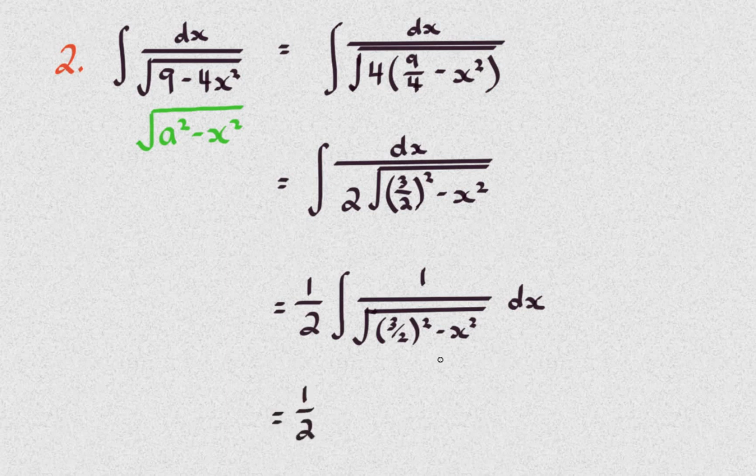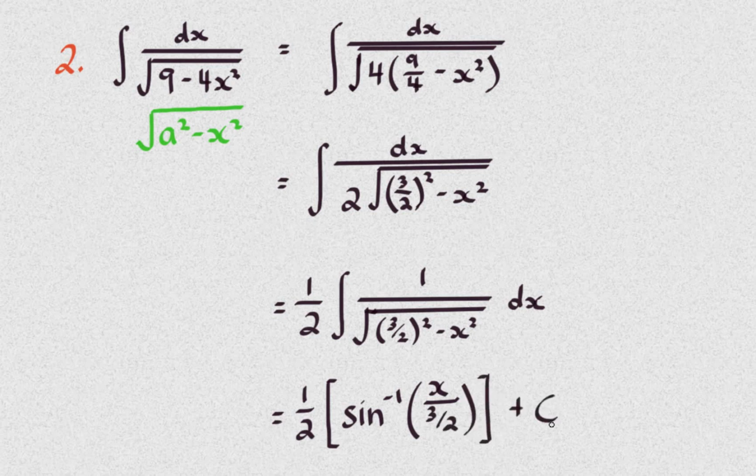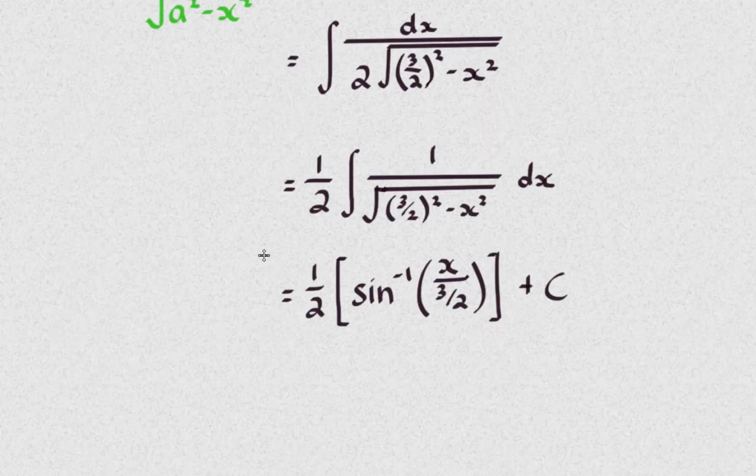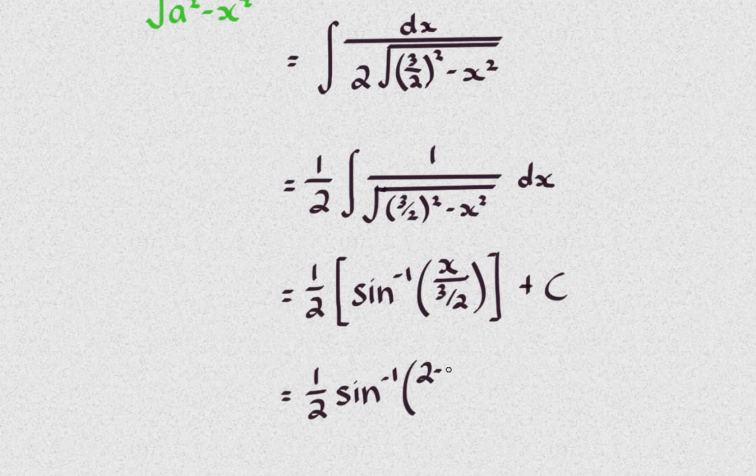We notice that this matches up with inverse sine. And in this case, it will be inverse sine of x on a. But our a value is 3 on 2. And so if we want to remove the fraction within a fraction, we can say that this is 1/2 times inverse sine, and instead we'll write this as 2x on 3. And that's our final result.